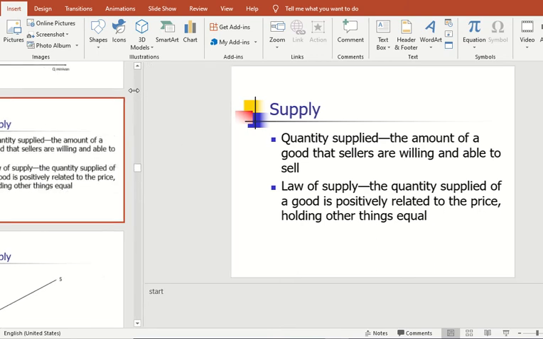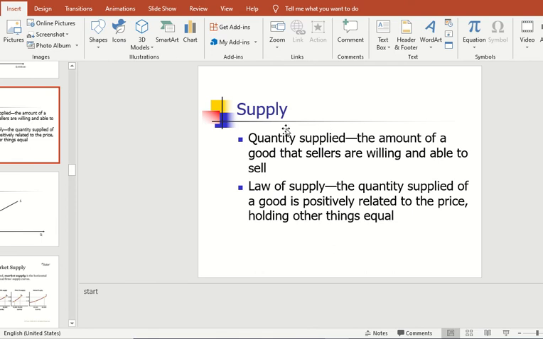Let's turn to the supply side. Quantity supply is the amount of a good or a service that sellers are willing and able to sell. According to the law of supply, the quantity supply of a good is positively related to the price, holding other things equal. So holding other things equal, as the price goes up, sellers are willing to sell more. As the price goes down, sellers are willing and able to sell less.